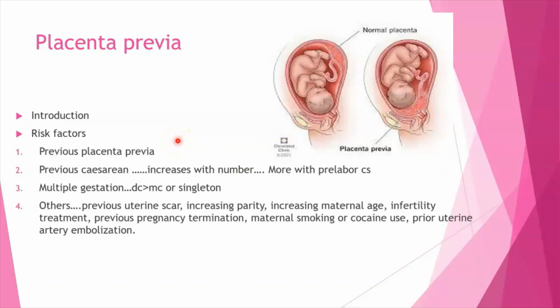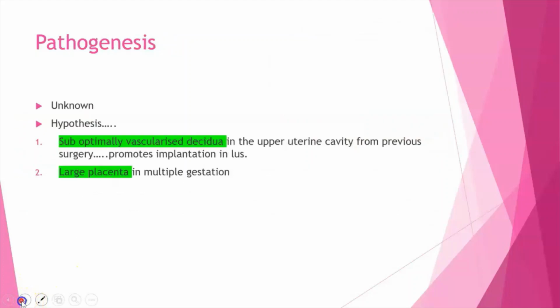What are the risk factors of placenta previa? First, previous placenta previa. Second, previous Caesarean, and the risk increases with number and more with pre-labor Caesarean section. Multiple gestation more than singleton pregnancy, and there are some other causes like previous uterine scar, increasing parity, infertility, previous pregnancy termination, and many others.